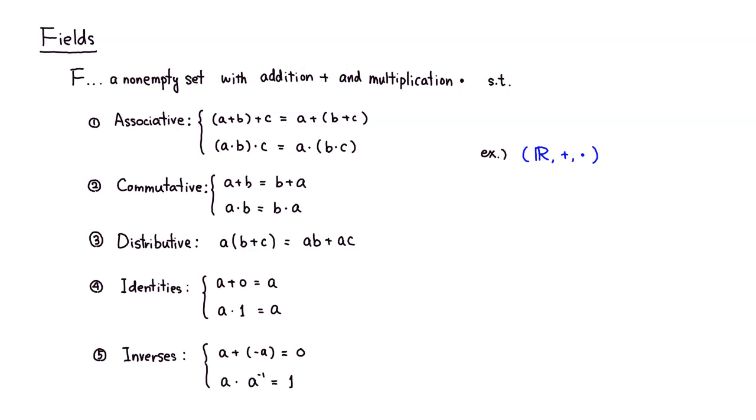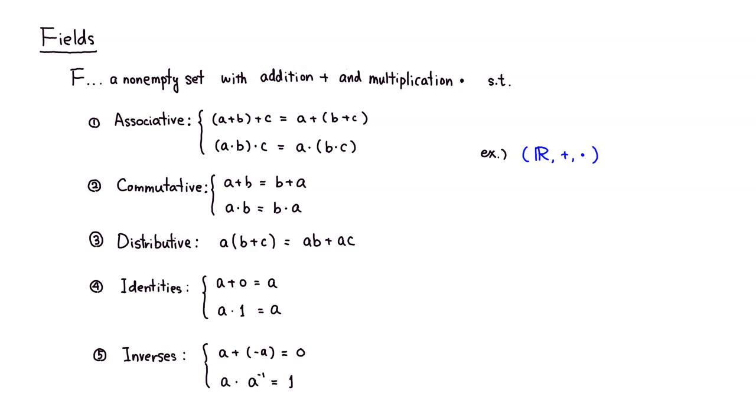So here's the definition of a field. A field F, along with two operations, addition and multiplication. F is a non-empty set, so it has to have something in there. And addition and multiplication have to follow the following conditions. First one is both addition and multiplication are associative.